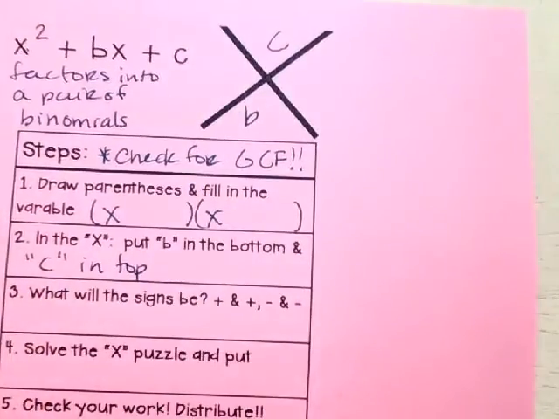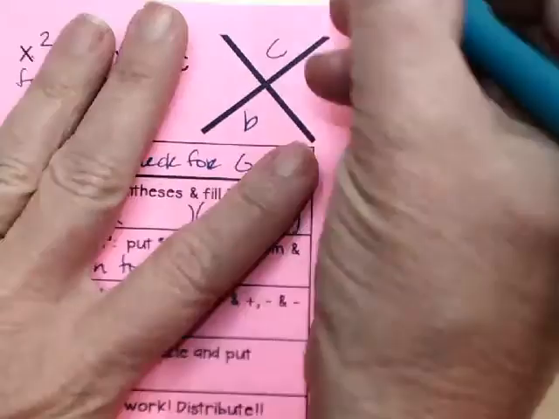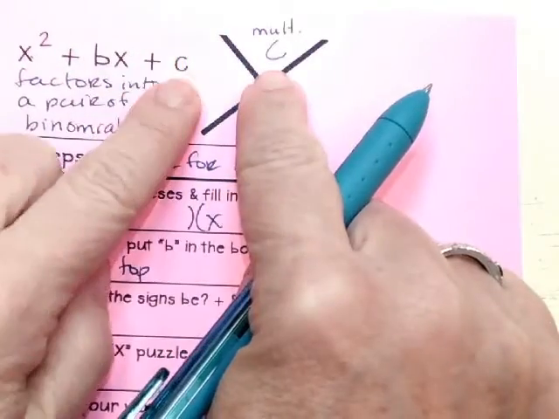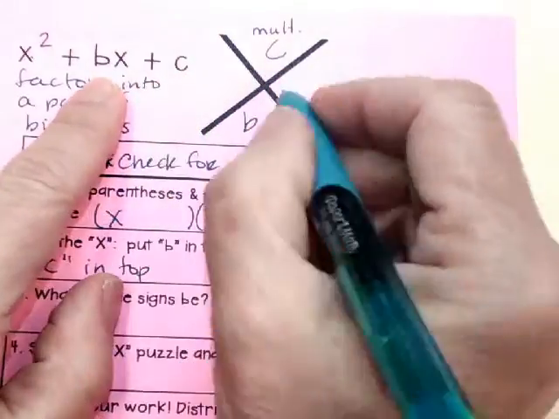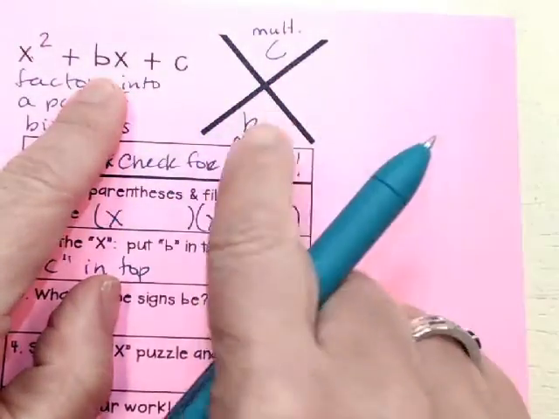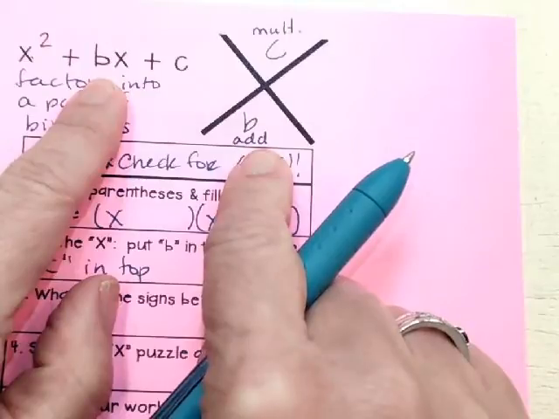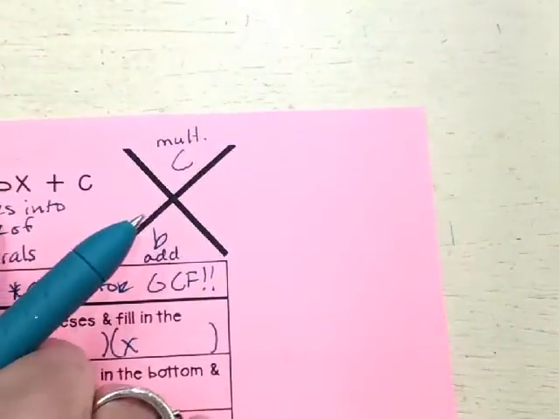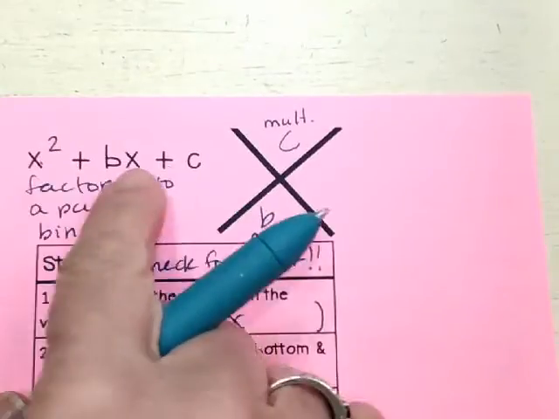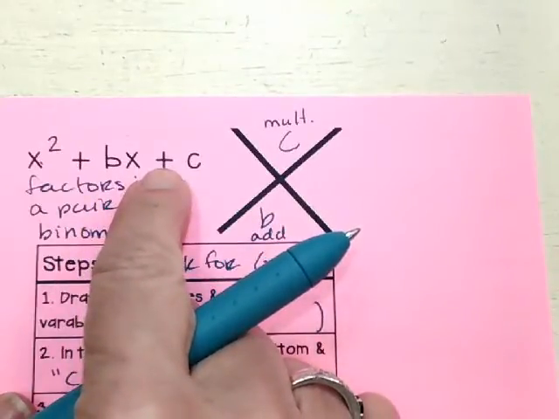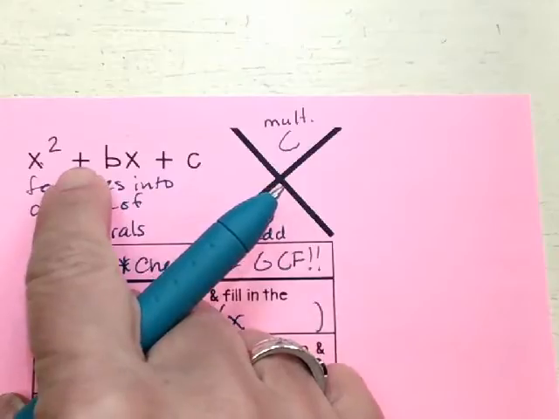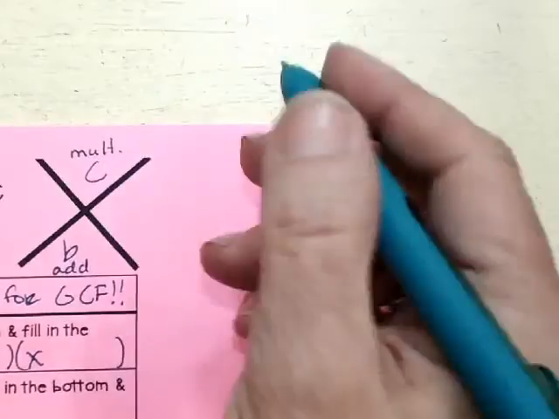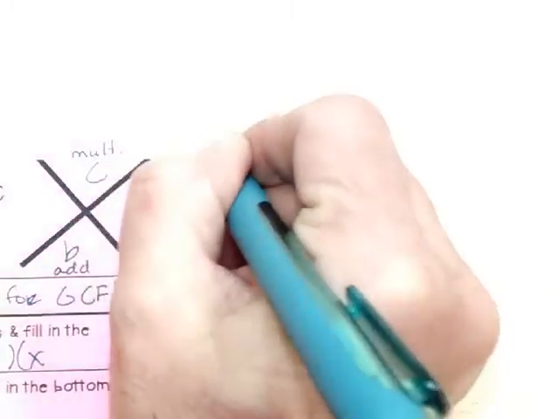So what you're looking for is what will multiply to give me the last term and add to give me the middle term. So let me just show you. And you have to be careful with your signs, because if the signs are just positive and positive, then your answers will be positive and positive. We'll get more into that in just a second. Let's just do one. So here's my first example.